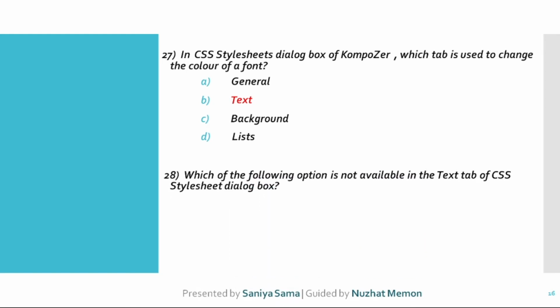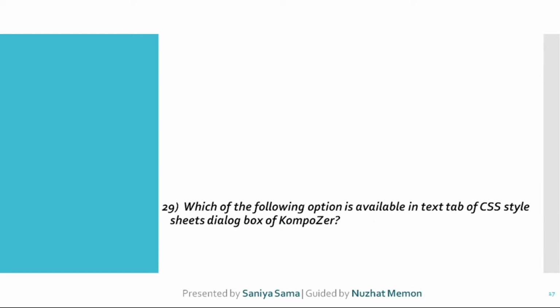28. Which of the following option is not available in the text tab of CSS style sheet dialog box? Option A, font family. Option B, color. Option C, font size. Option D, font type. The answer is font type.